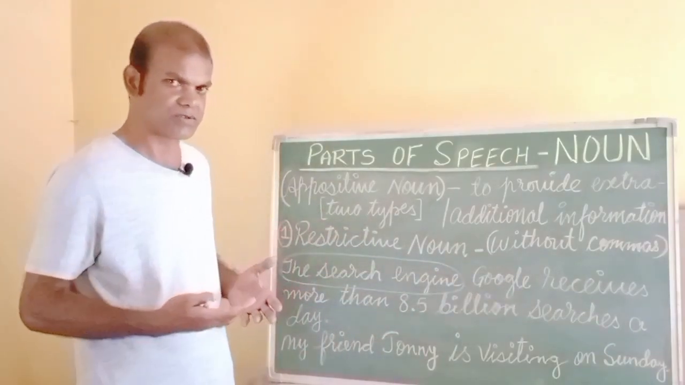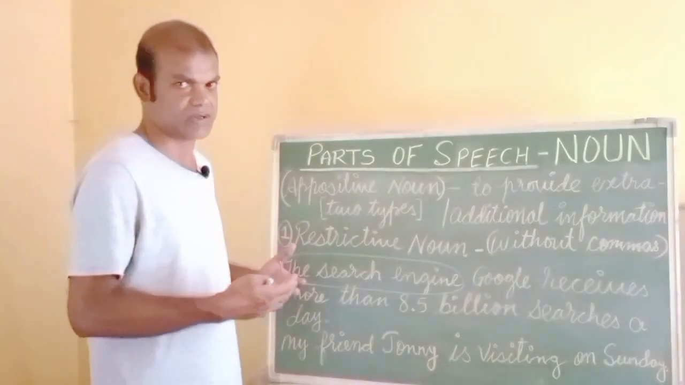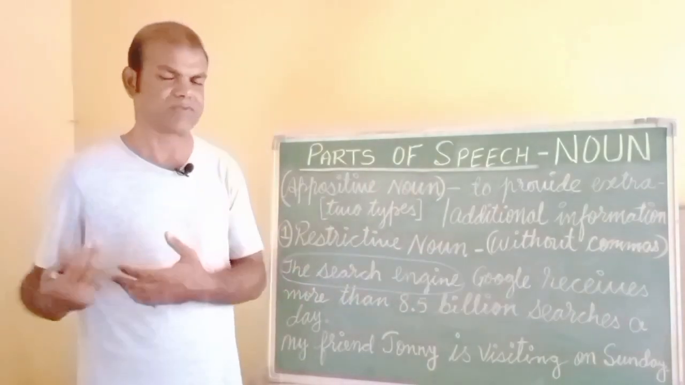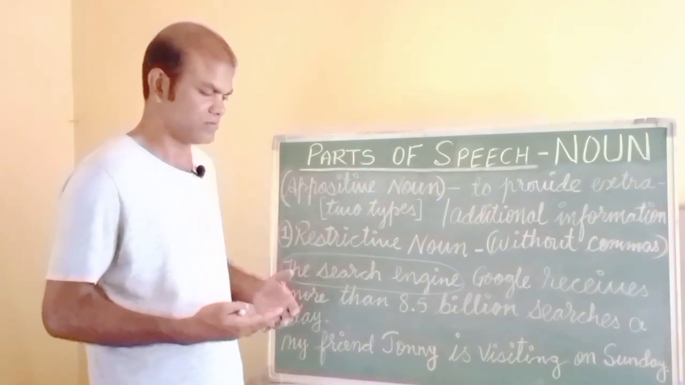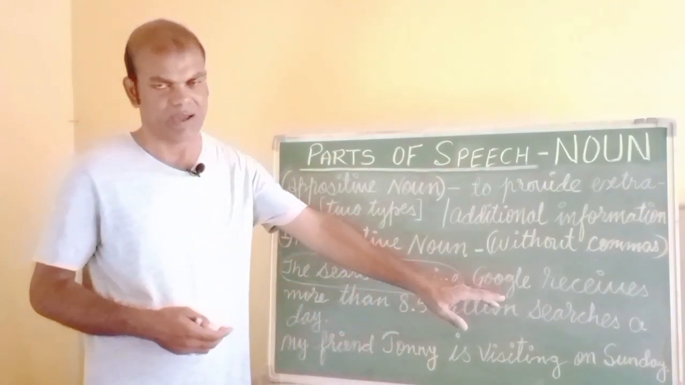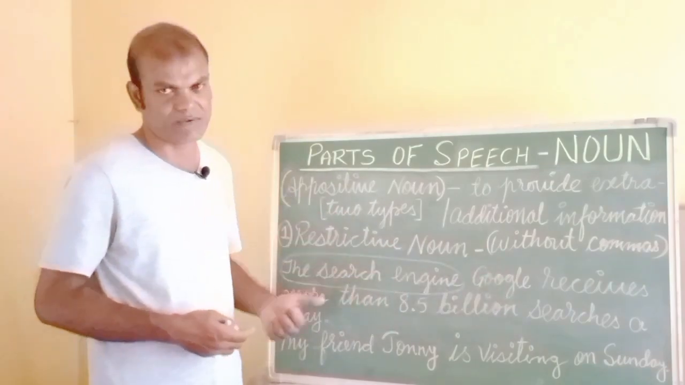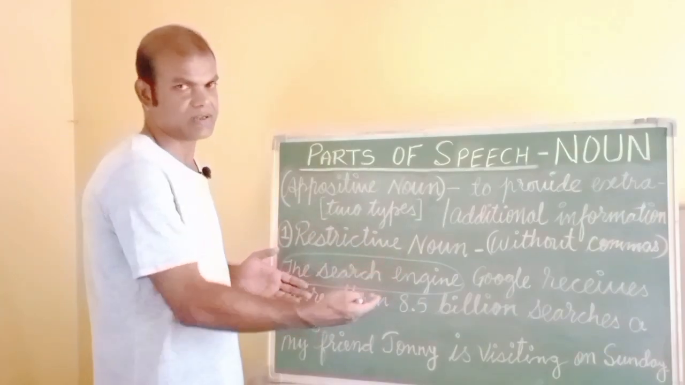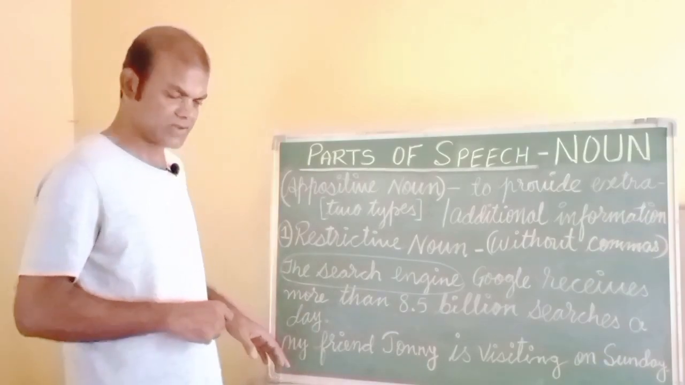Now, it is understood, but it is not clear which search engine we are talking of, because for the search engine, there is no name. Now, there are many search engines. Exactly which search engine we are talking about is not clear. So to make it clear in the sentence, we are adding the appositive noun, and this appositive noun is a restrictive noun. This is essential information to clear the whole sentence. Okay, I have another example.